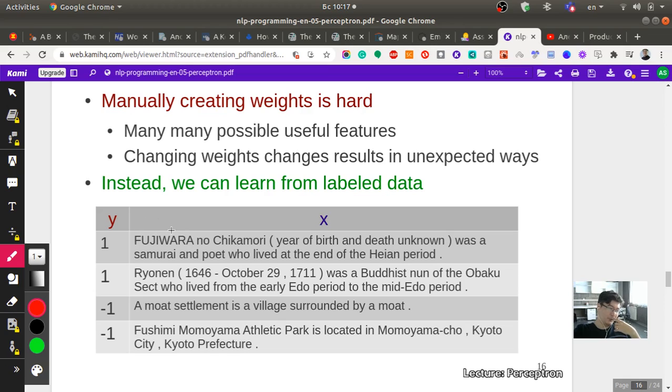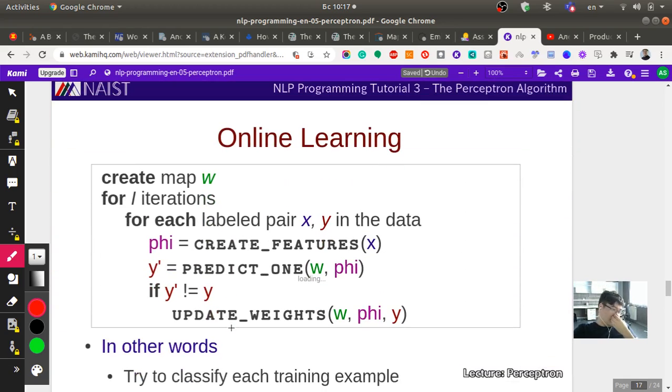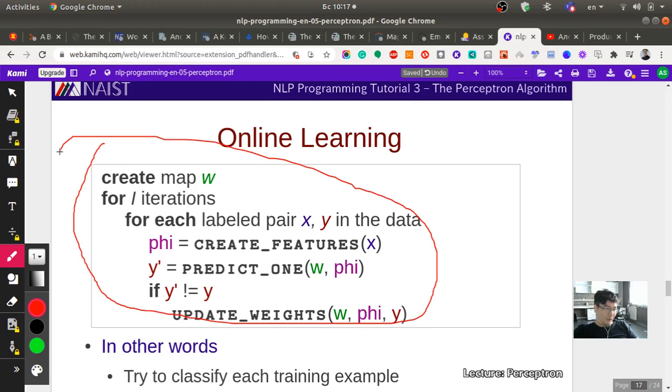For example, Fujiwara no Shikamori was a samurai and poet who lived at the end of Heian period. The label y is 1 if it is about people, -1 if it is about a city. And now online learning, so this is called the learning process when you learn from data.